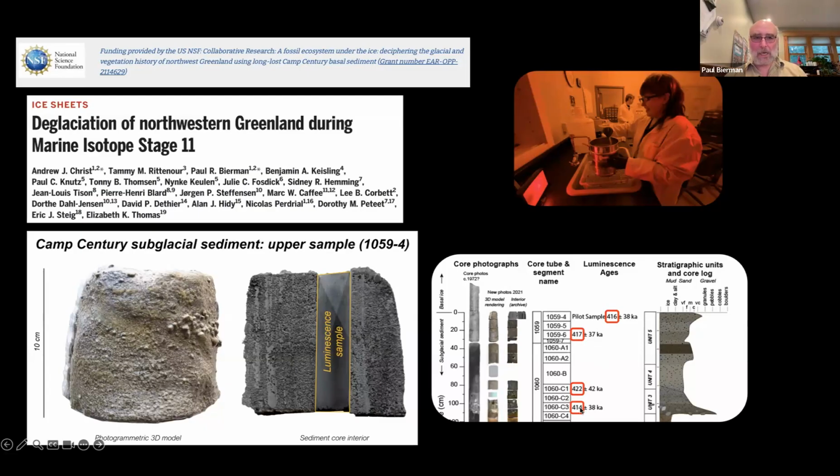So now we have replication of that initial date, and we know pretty much for sure that the deglaciation of northwestern Greenland was indeed during MIS 11, and implies that at least that corner of Greenland lost almost 1.5 kilometers of ice at MIS 11, 400,000 years ago.